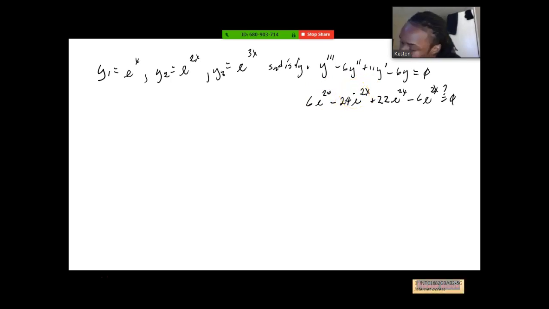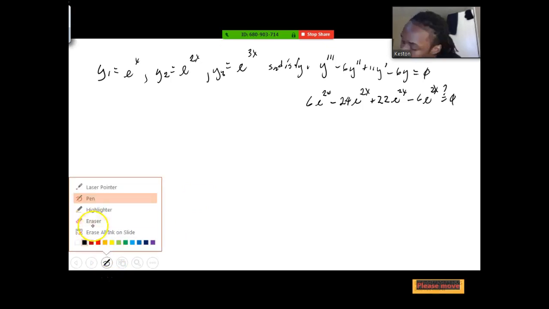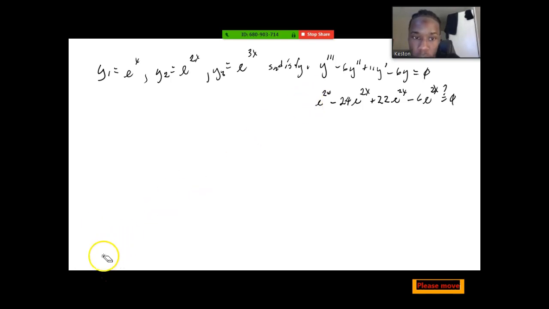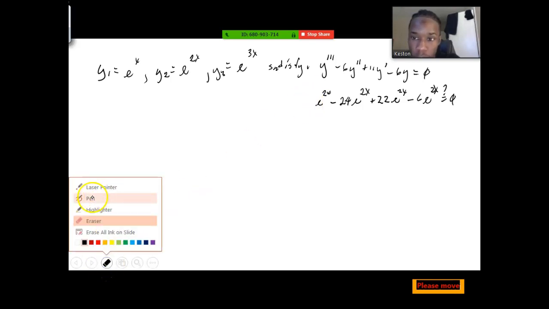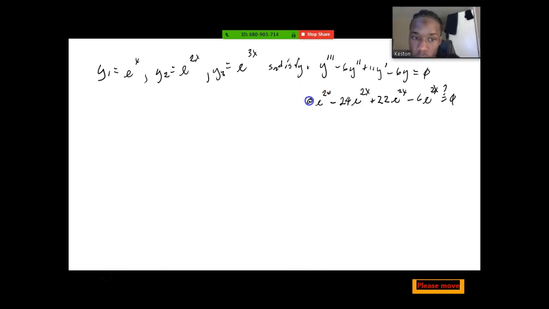Whoa. No, I'm sorry, I messed up there. Y triple prime is 8, not 6. I can't multiply. I was adding. So 8e to the 2x, and 8 plus 22 is positive 30. Minus 24 minus 6 is minus 30. Those add to zero. Okay, so that one worked.